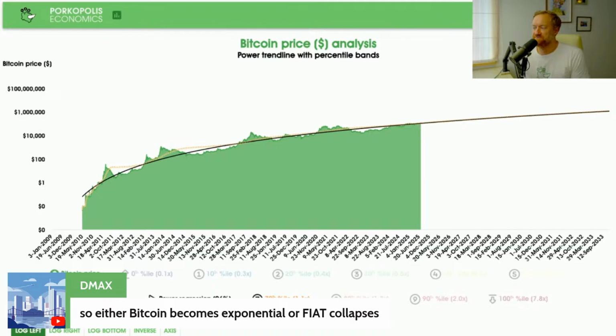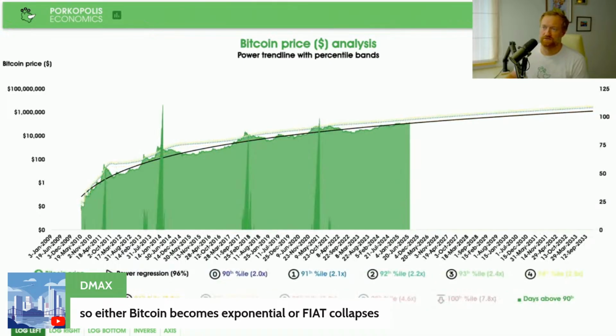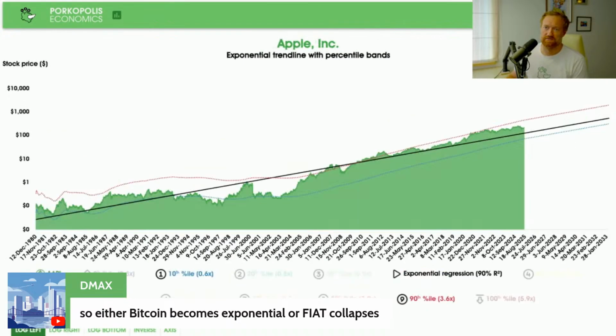I wouldn't put it like that. I would say, I think if Bitcoin becomes exponential, fiat can move along exponentially just like it. Right? So back to, where did I have it?